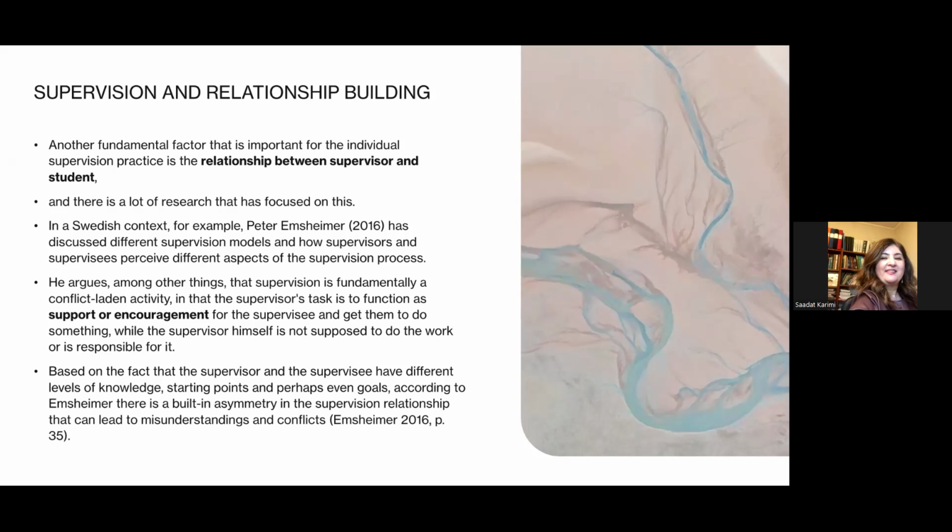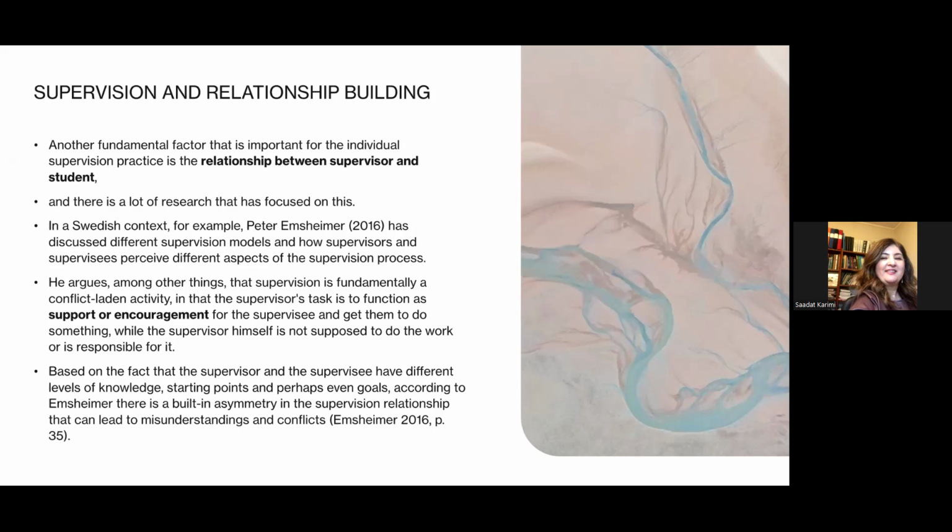In a Swedish context, for example, Peter Kramer in 2016 has discussed different supervision models and how supervisors and supervisees perceive different aspects of the supervision process. Peter Kramer argues, among other things, that supervision is fundamentally a conflict-laden activity.